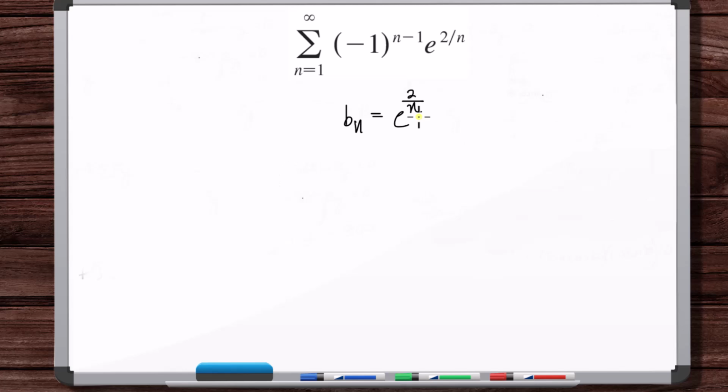Okay, so we can use the alternating series test. As n goes to infinity, this goes to 0. e to the 0 is 1, which is not equal to 0. So this is divergent.